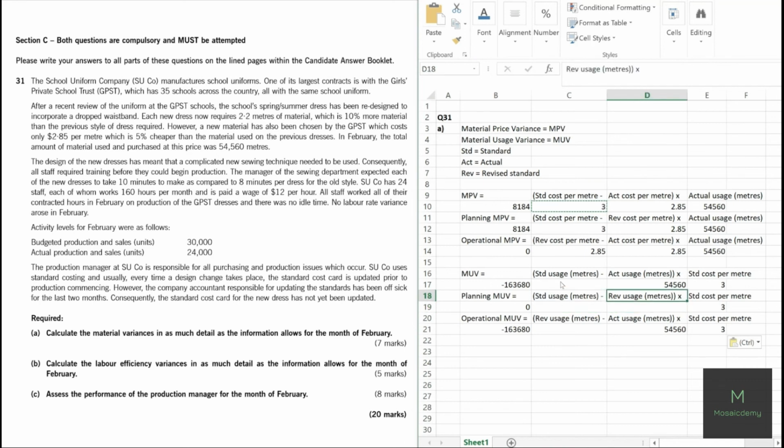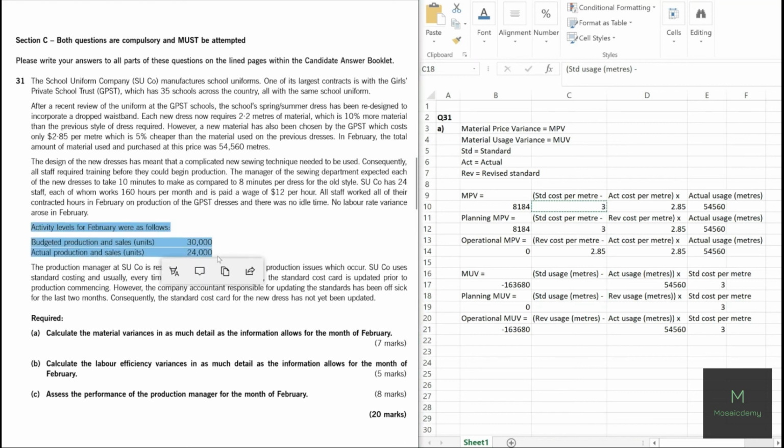Okay, now how do we calculate the standard usage? Think back to our formulas, right? It was usually we have to calculate it in terms of taking the actual production in units multiplied by the standard, in this case meters per unit, okay? So if we go back, they gave us the actual production in units over here, which is 24,000. So we'll take 24,000 here, but we need something in terms of meters. So we need to multiply this by the meters per unit.